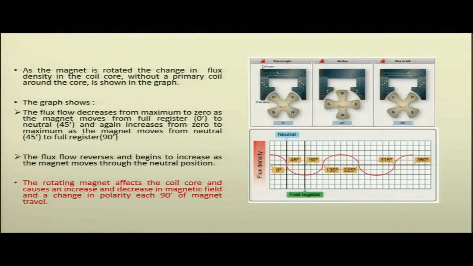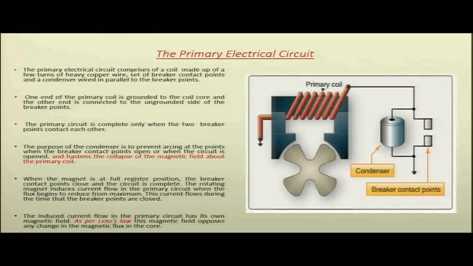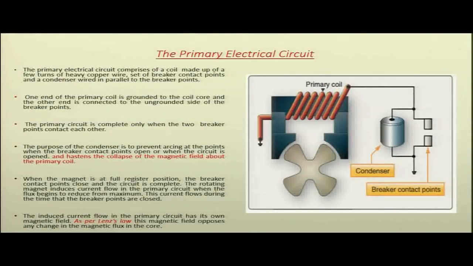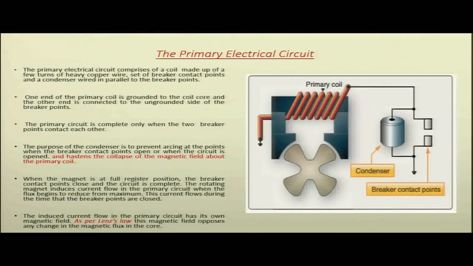Let us see how the primary circuit is operating. So, now coming to the primary electrical circuit, we have mentioned earlier that the primary electrical circuit has a primary coil, a condenser and breaker contact points. So, in the figure you can see a primary coil here, then you can see the breaker contact points and a condenser across the breaker contact points. So, let us see what the primary electrical circuit is.